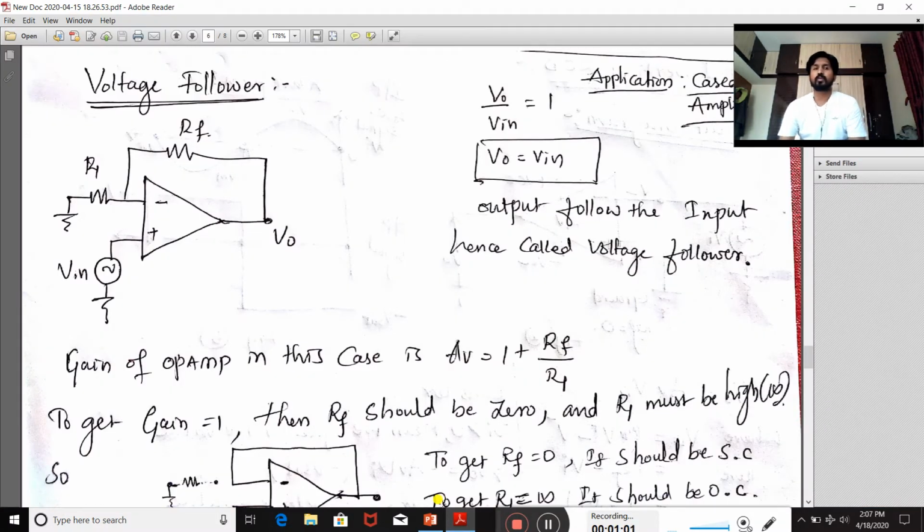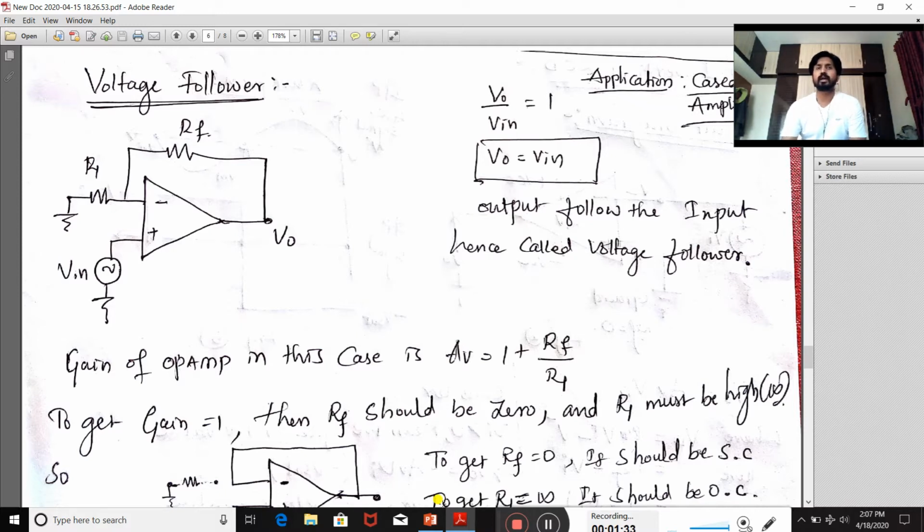What is a voltage follower? This voltage follower is also called a buffer. That means the circuit output follows the input voltage. Suppose the input voltage is 1, then you are going to get 1 at the output. Or if your input voltage is 3, then the output voltage is also 3. That means in this case the output voltage follows the input voltage only, and that is called a voltage follower.